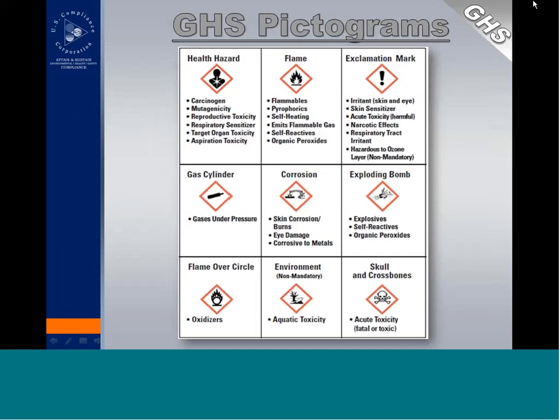Now, the 9 pictograms you are going to start to see appear over the next few years on your chemical containers and on your safety data sheets are found below. These include health hazards, flammability hazards, exclamation marks, materials under pressure, corrosives, exploding bombs, flame over circles, environmental hazards, and the skull and crossbones. So let's talk about each one of these individually.